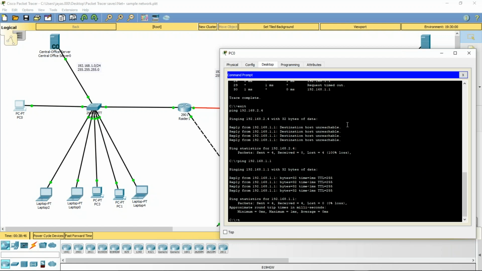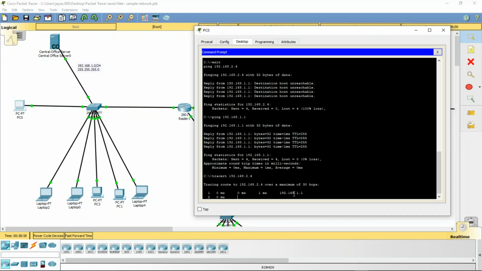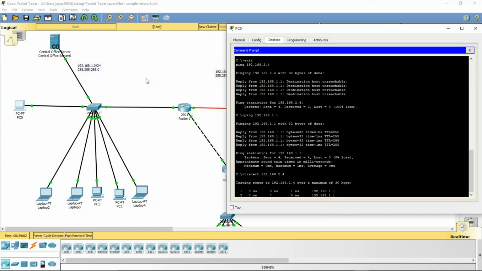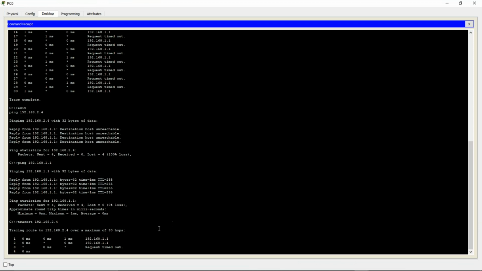So we're going to traceroute to 192.168.2.4 and see what happens. The first hop went like it should. So it's basically telling us that this connection is good. Then it's getting thrown back, like just a little bigger.